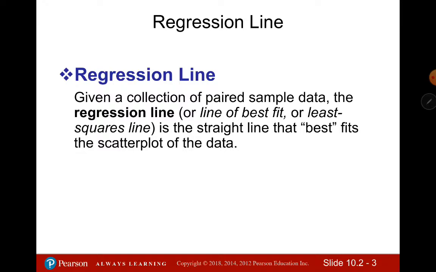Okay, so let's check the definition of the regression line. Just like I said, we need to find a line to fit all the dots, right? And the best fit line, we say, is called a regression line. And we will use the method called the least squares method, but you don't have to memorize that one. You only need to know the best straight line to fit all the data is called a regression line.